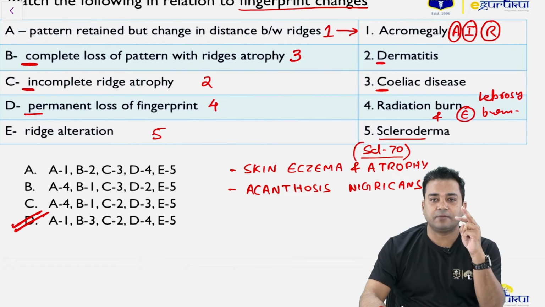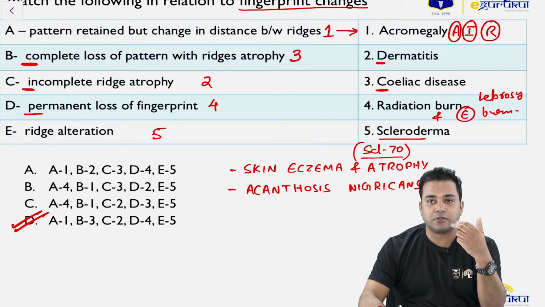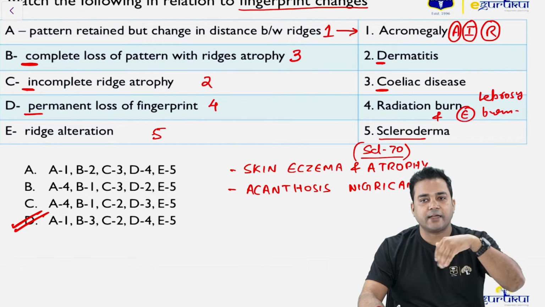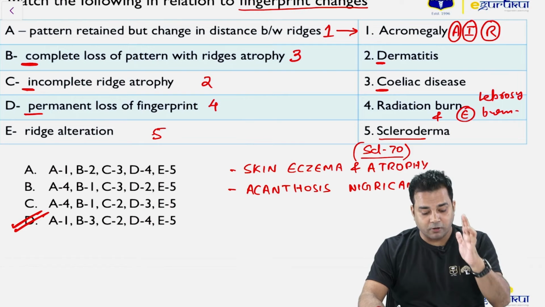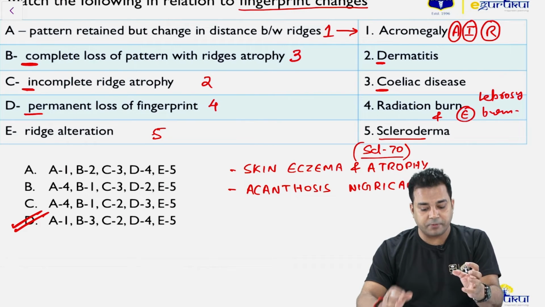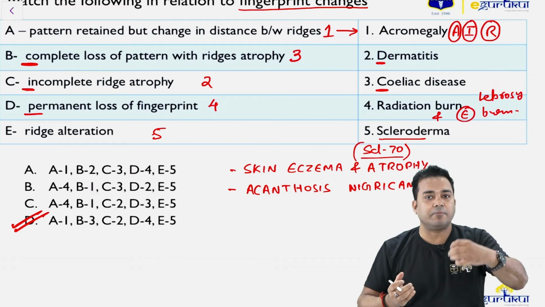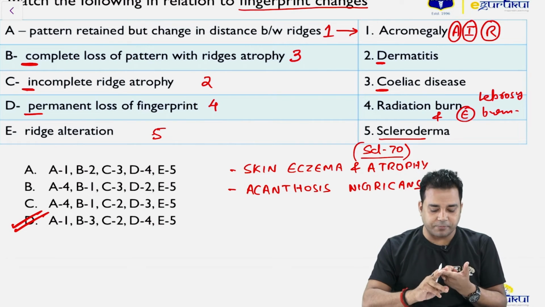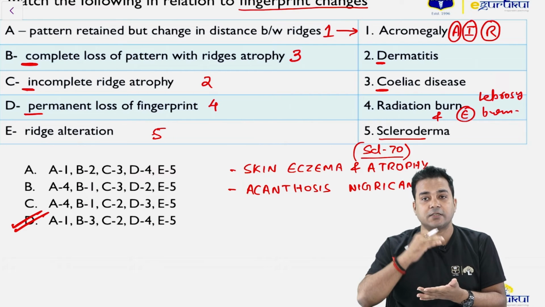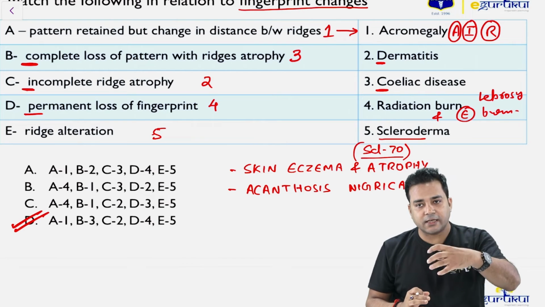So do a quick revision. Pattern is written but change in distance between ridges due to air in between ridges: A for acromegaly, I for infantile paralysis, R for rickets. Complete loss of pattern with ridge atrophy: C for complete, C for celiac disease. After C comes D alphabet, dermatitis, which will lead to incomplete ridge atrophy. Permanent loss occurs in leprosy, electric and radiation burn. Ridge alteration occurs in scleroderma, acanthosis nigricans, skin eczema and atrophy. Done.